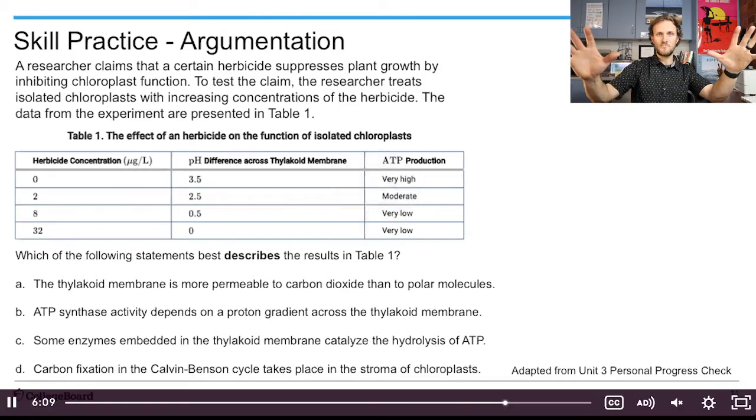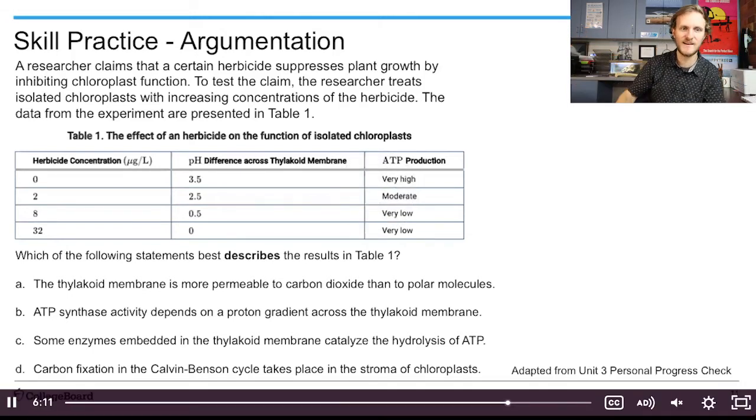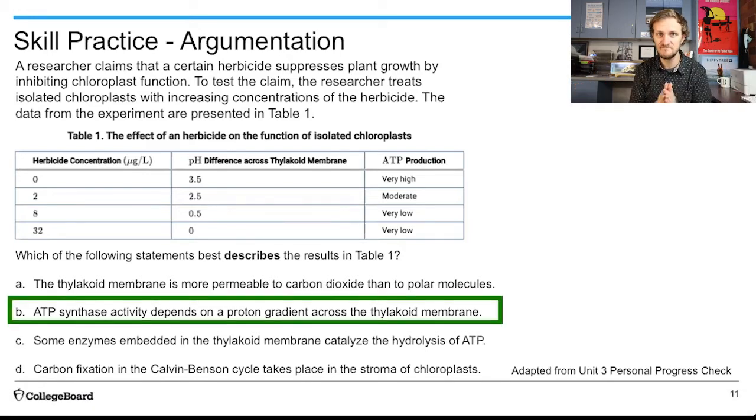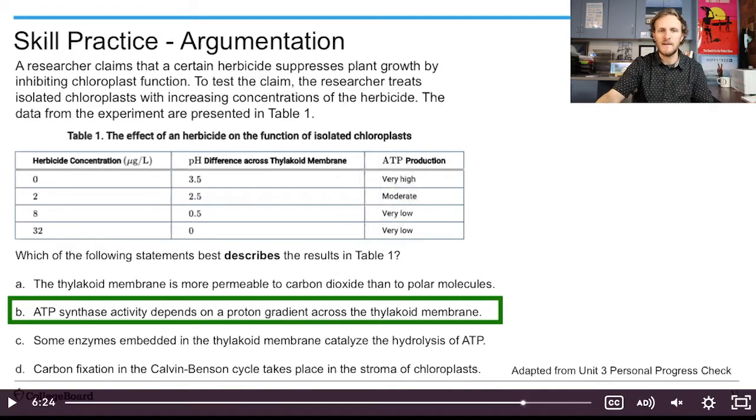All right, we're back. So what do you think? A, B, C, D? B. There you go. ATP synthase activity depends on a proton gradient across the thylakoid membrane. So now let's look at that.